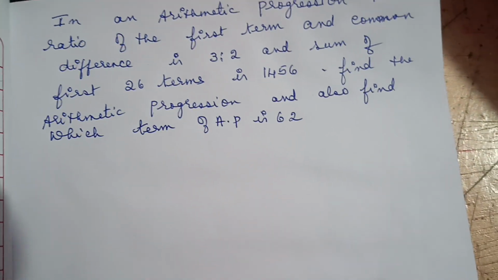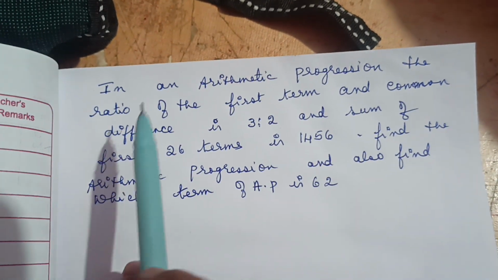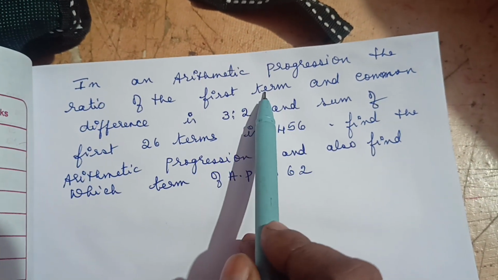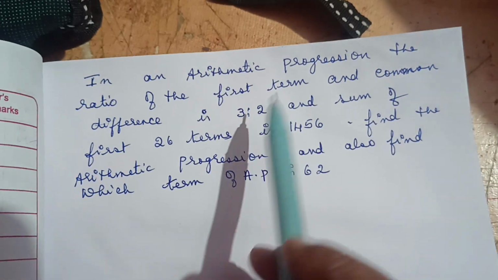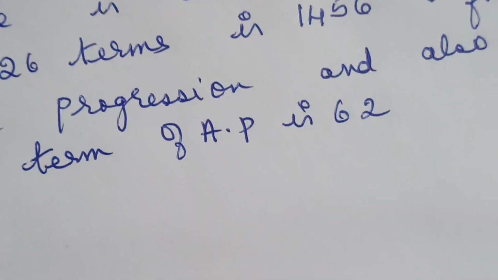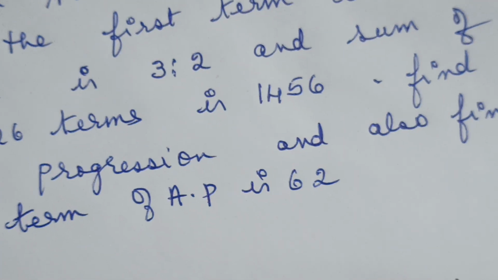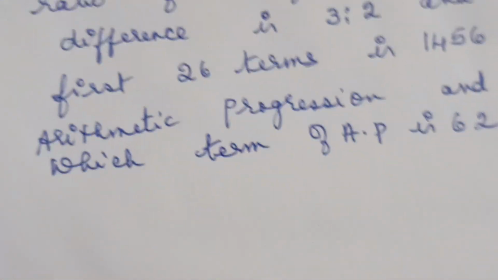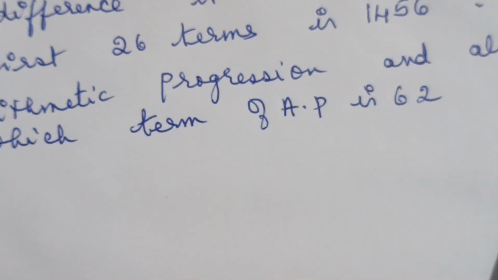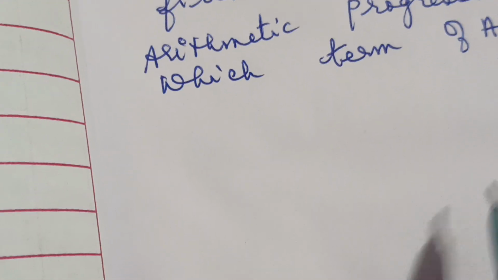One of your companions had asked. So the question is like this. In an arithmetic progression, the ratio of the first term and common difference is 3:2, and the sum of the first 26 terms is 1456. Find the arithmetic progression and also find which term of the AP is 62. Okay, so this is the question. Now let's see how to work it out.